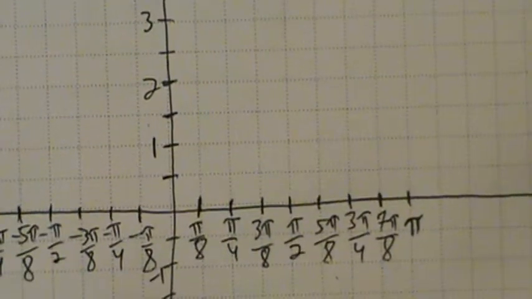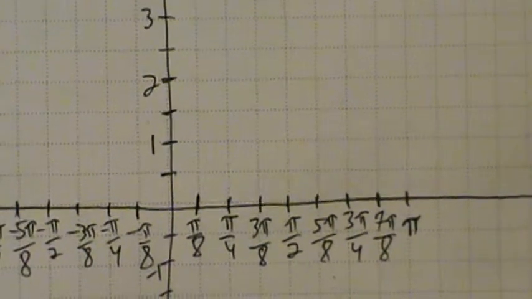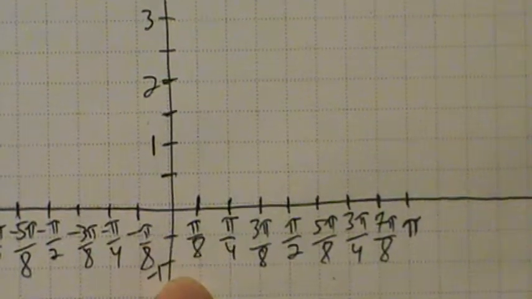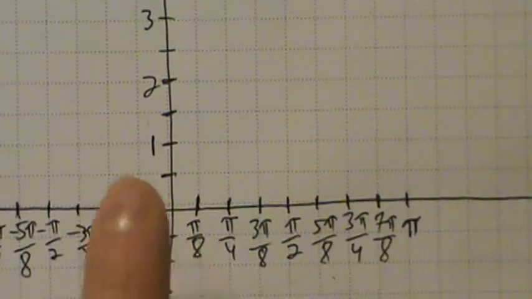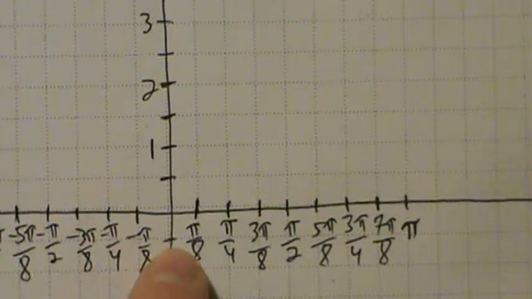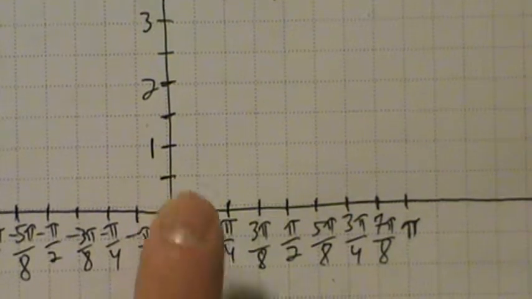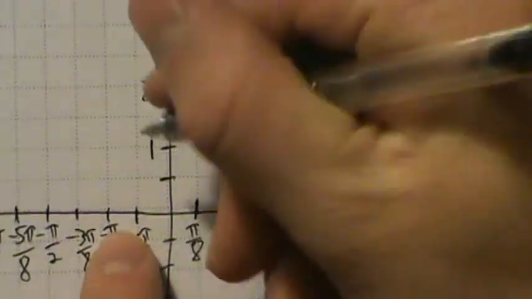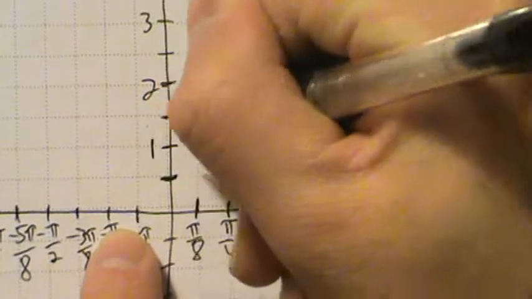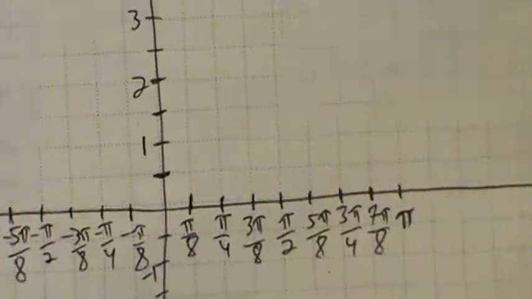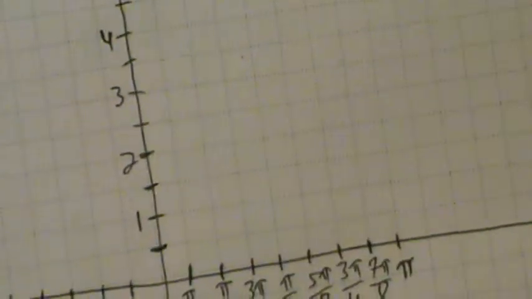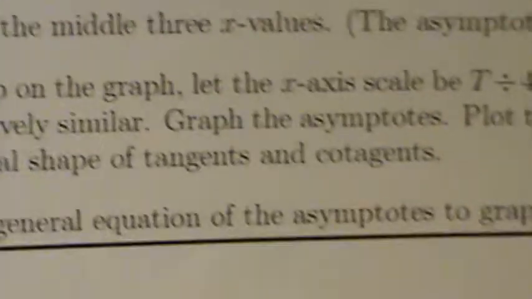We want to keep y convenient and relatively similar. Since pi over 8 is a little under 1/2, because pi is approximately 3.14, and 3.14 divided by 8 is a little under a half, each grid unit in the x direction is a little smaller than 1/2. So we want to keep y convenient and relatively similar, and we'll let each y grid unit be 1/2. All right, now let's go back to our steps. So graph the asymptotes.